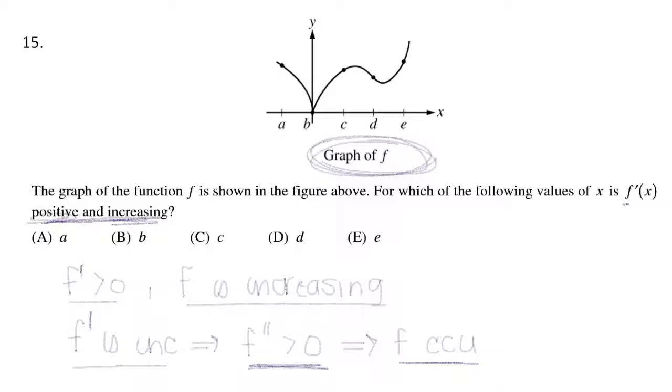So that's definitely not A. Let's find where we're increasing. Over here at point C, my function is increasing, but we're concave down. So it can't be C. D is decreasing. So let's look at E. E is on the path that's increasing, and we're concave up like a cup. So it looks like my answer is going to be E.